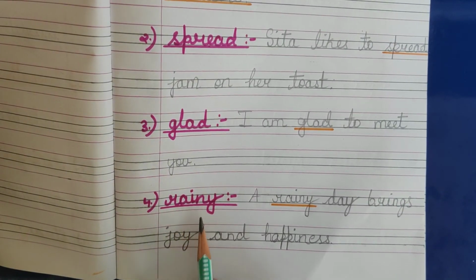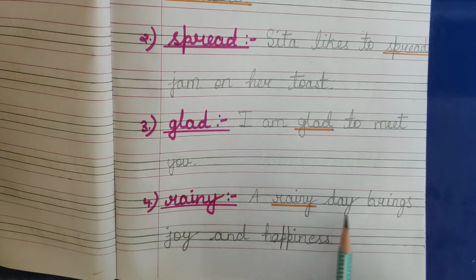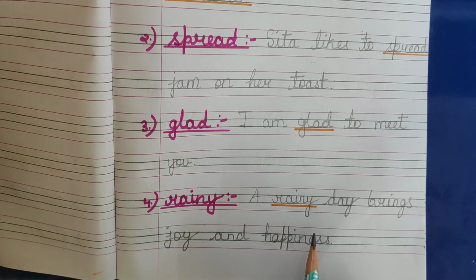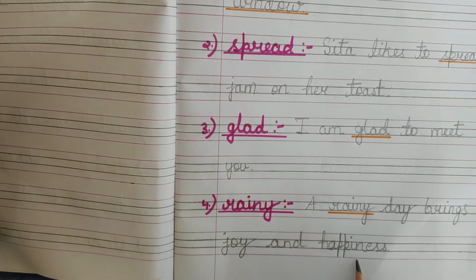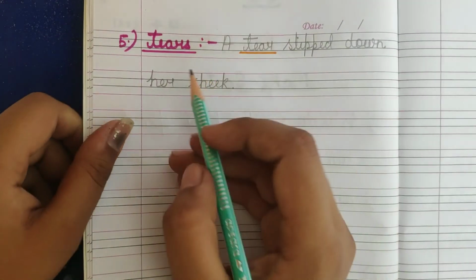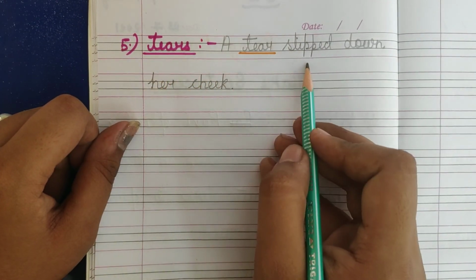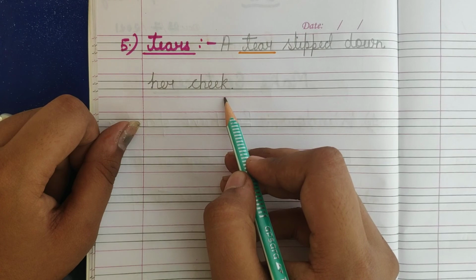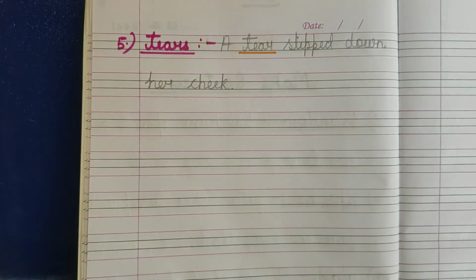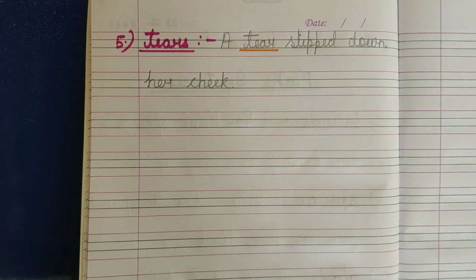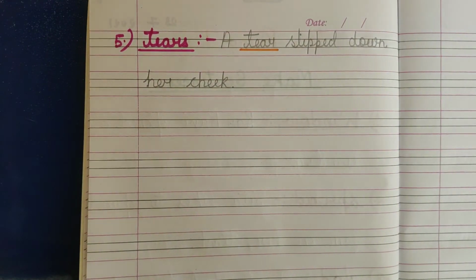The fourth one is rainy. A rainy day brings joy and happiness. जो रेनी डे होता है यानी कि जब बारिश होती है वो हमारे लिए क्या लेके आती है? जॉय एंड हैप्पीनेस, मतलब खुशी. ठीक है, खुशी लेके आती है. Tears. Tears slipped down her cheek. एक आंसू गिरता हुआ उसके चीक मतलब गालों पे आ गया.